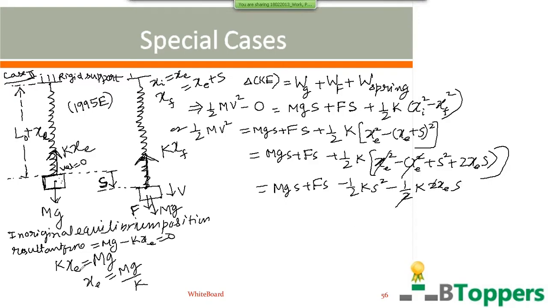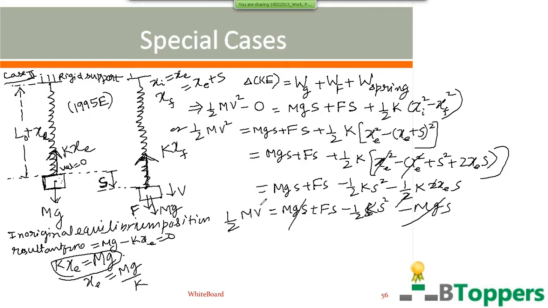The 2 we can cancel. We can write k into xe equal to mg in the last term on the right side. So you get mgs plus Fs minus half ks square minus mgs. So mgs here and mgs here you can cancel. So finally you get half mv square equal to Fs minus half ks square.